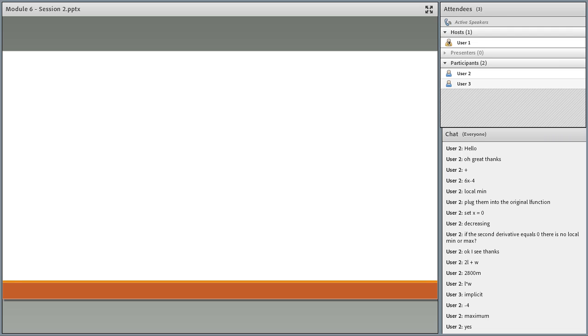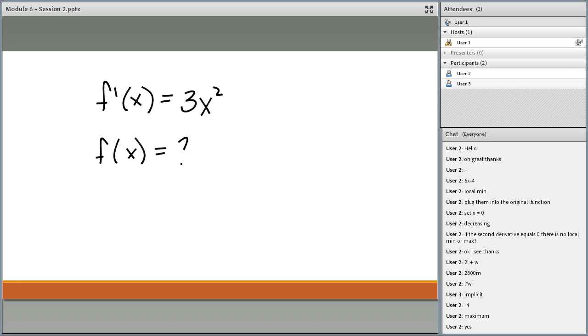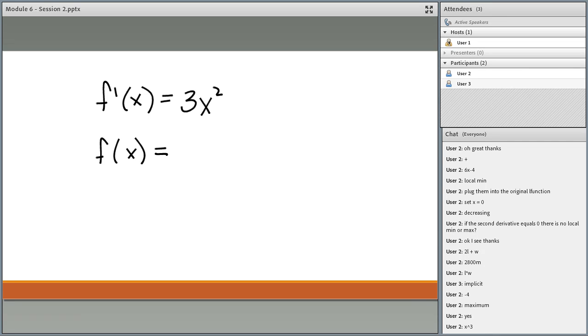So we're going to talk about antiderivatives, and basically what they are is if I give you the derivative function, so for example, I say the derivative is 3x squared. What is the original function? So that's what we're going to do now. We're going to figure out what the original function is. Do we know the original function if the derivative is 3x squared? Very good. X to the third.